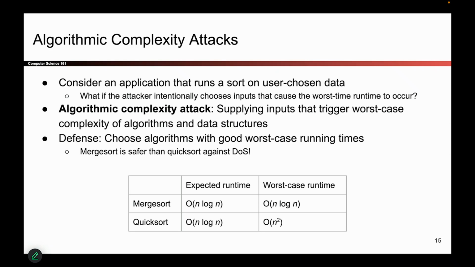So for this attack, you have to go all the way back to your data structures or algorithms class and remember your algorithmic complexity analysis. So remember that some algorithms run slower than others, and some algorithms have worst case runtimes that are worse than other algorithms. So as an example, let's say you're running a sorting service.